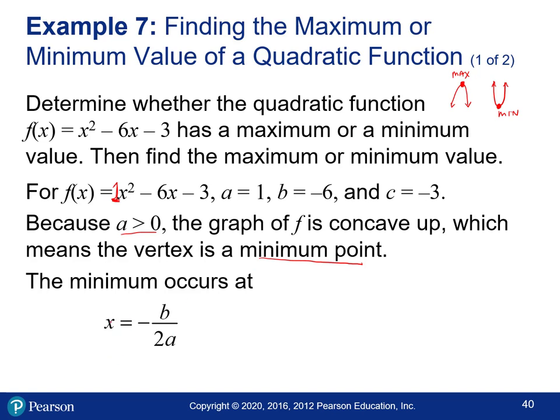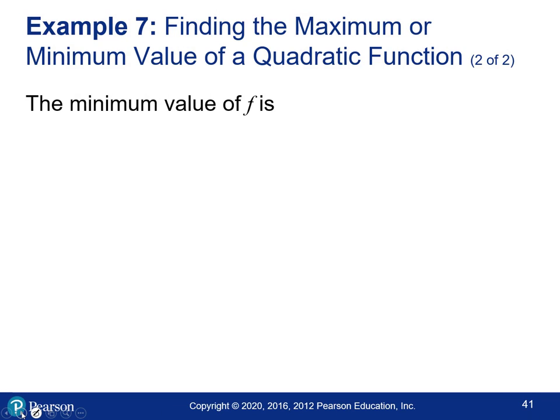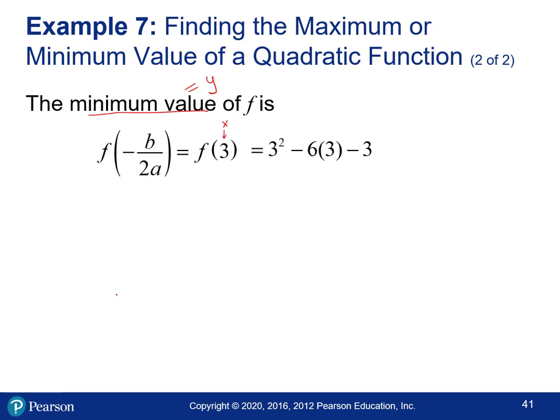And so from last time, here's our formula for the x coordinate of the vertex. So -b over 2a, plug in -6 for b and 1 for a, and then simplify, and that's 3. And so the minimum occurs when x is 3, but the minimum value is actually the y value. It happens when x is 3, this is x, but the actual minimum value, we want y. So we want f of that number.